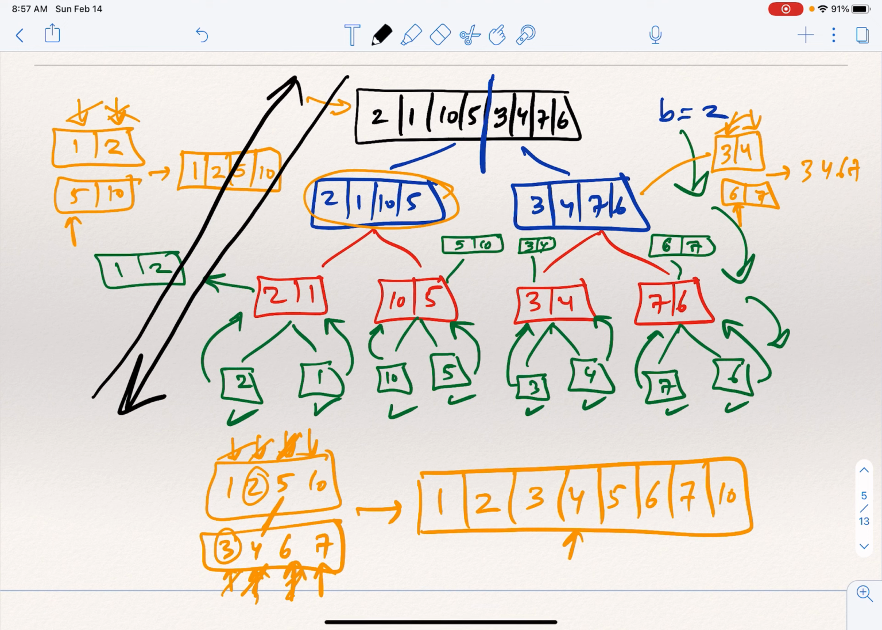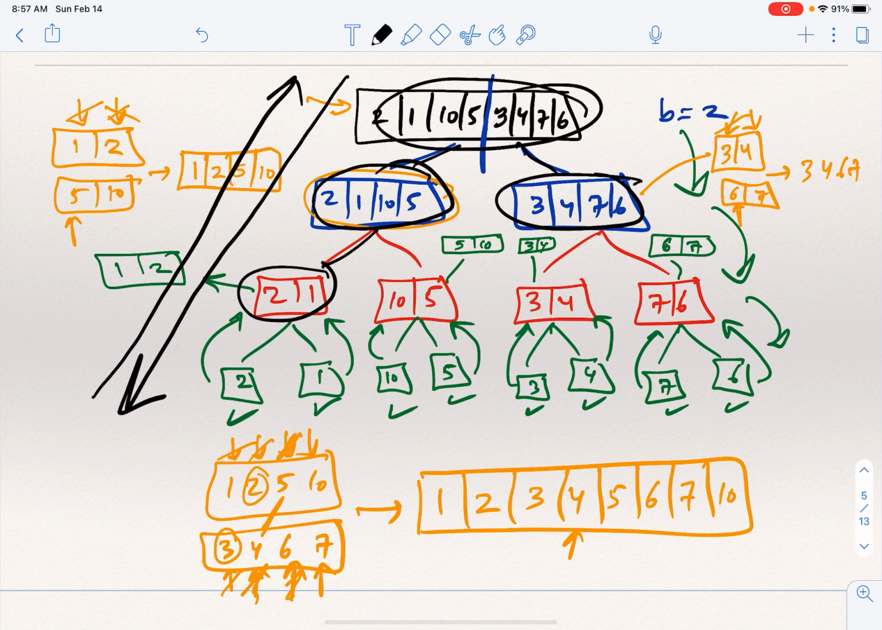And if you look at this structure here, we have this node, it has 2 children. And each one of them has 2 children. Each one of them has 2 children.